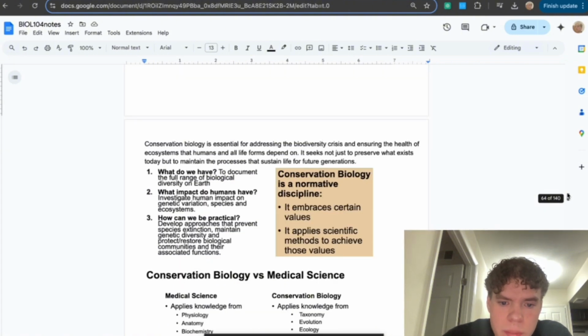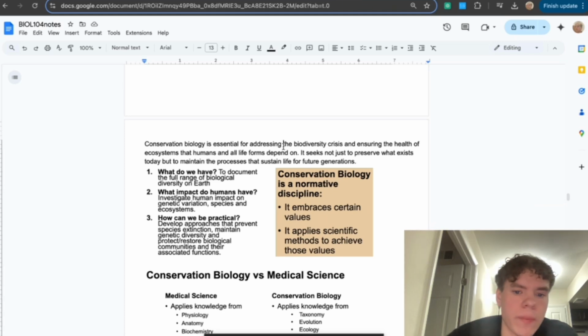Conservation biology embraces certain values. Yep. Conservation biology is essential for addressing the biodiversity crisis and ensuring the health of ecosystems that humans and all life forms depend on. It seeks not just to preserve what exists today, but to maintain the processes that sustain life for future generations.